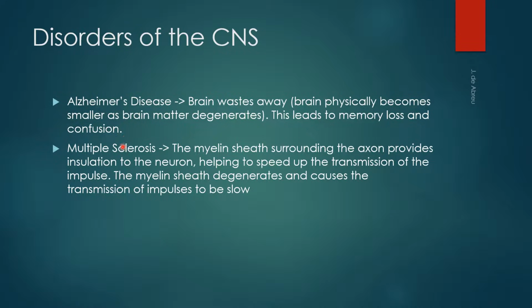And then the second disorder is multiple sclerosis. So we know that the myelin sheath surrounds the axon and it provides insulation to the neuron so that the impulse can be quick. Because if some of the impulse is being lost exteriorly, if the myelin sheath is not there, it's going to slow down the impulse. So the myelin sheath helps to speed up the transmission of the impulse. And multiple sclerosis is a disorder in which the myelin sheath degenerates, and this causes impulses to be slow. And they like asking multiple sclerosis more than Alzheimer's, but Alzheimer's does come up sometimes.